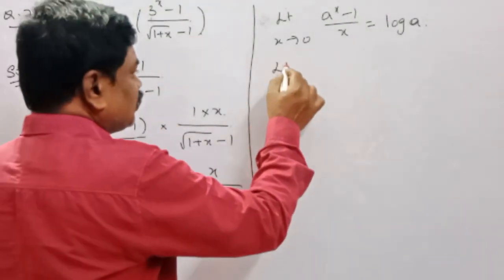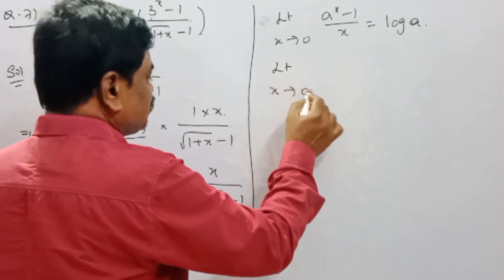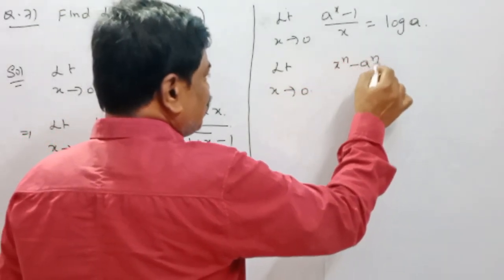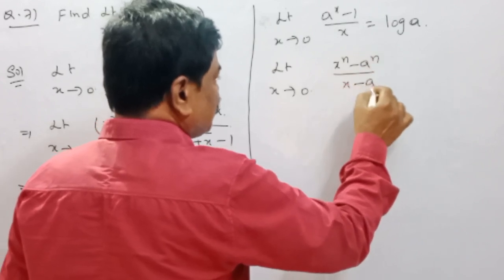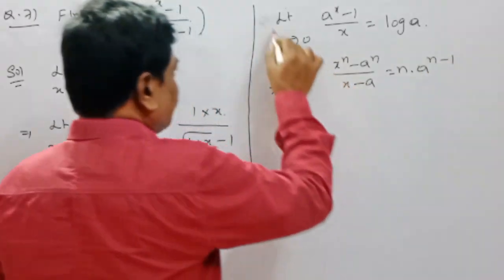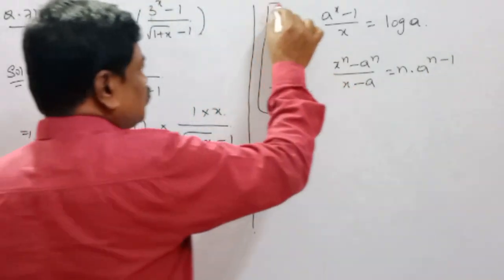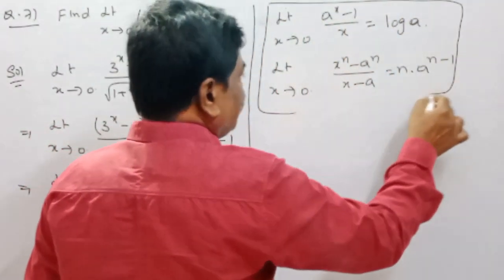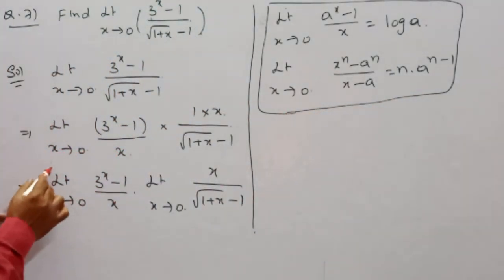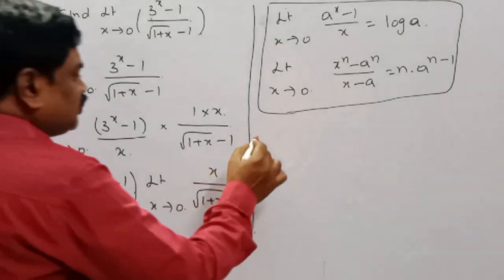So one more, limit x tends to 0, (x power n minus a power n) by (x minus a) is equal to n into a power n minus 1. By using these two formulas here, this value is what? Log 3.